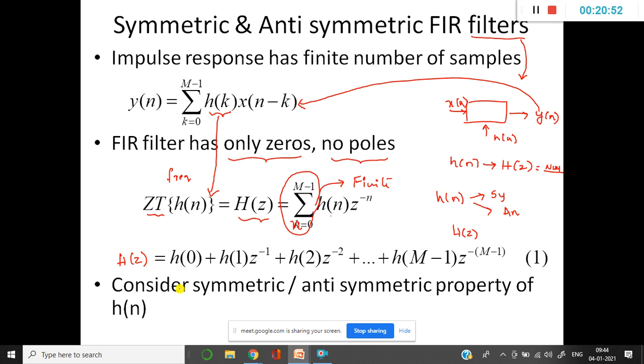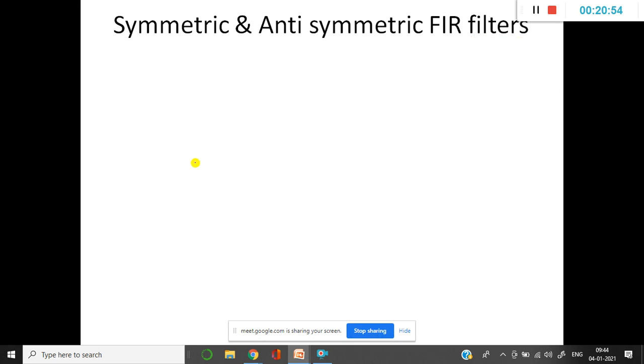As I told you, one of the important points in our discussion here is that h of n is a finite impulse response, and for this finite impulse response we should obtain h of z. What is h of z? H of z is nothing but a filter, a finite impulse response filter. Since h of z in this case does not consist of any denominator term, there are no poles in this FIR filter.